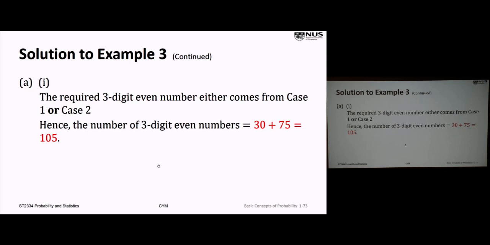So the solution is exactly the sum, the addition. The first thing we did, we used the multiplication principle in case 1 and case 2, and now we use the addition principle to get the solution to A part 1. It's just 30 plus 75, apparently.